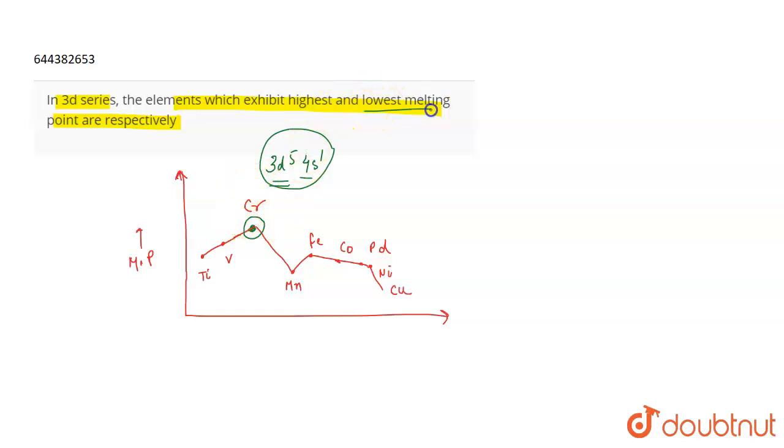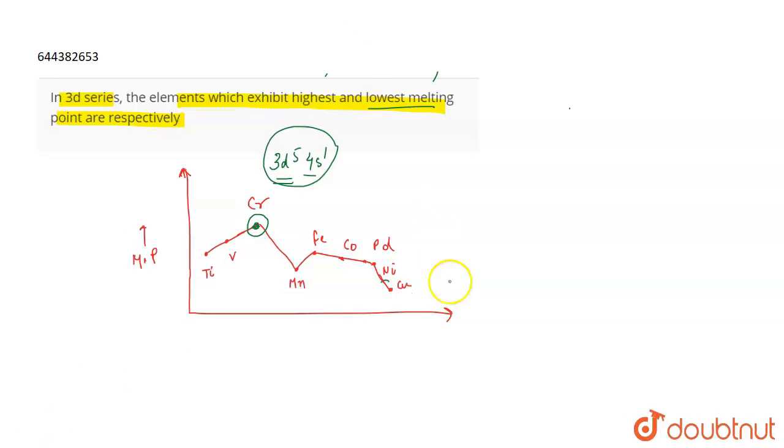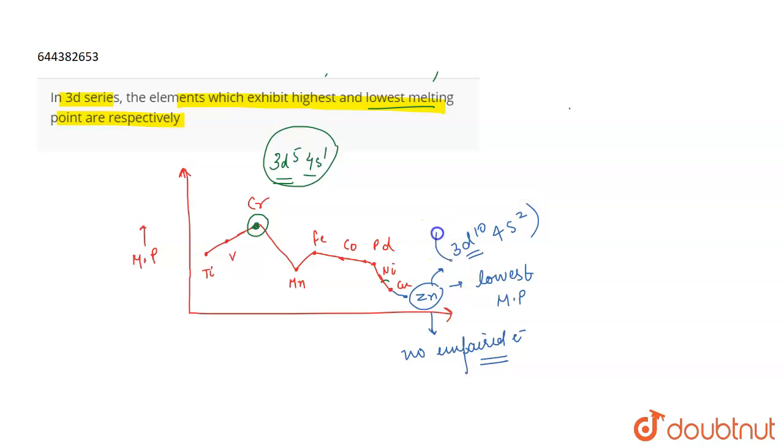And if we talk about the one having the lowest melting point, actually zinc has the lowest melting point. Why? Because zinc has no unpaired electron. It has a completely filled 3D orbital. It has a 3d10 4s2 outer configuration.